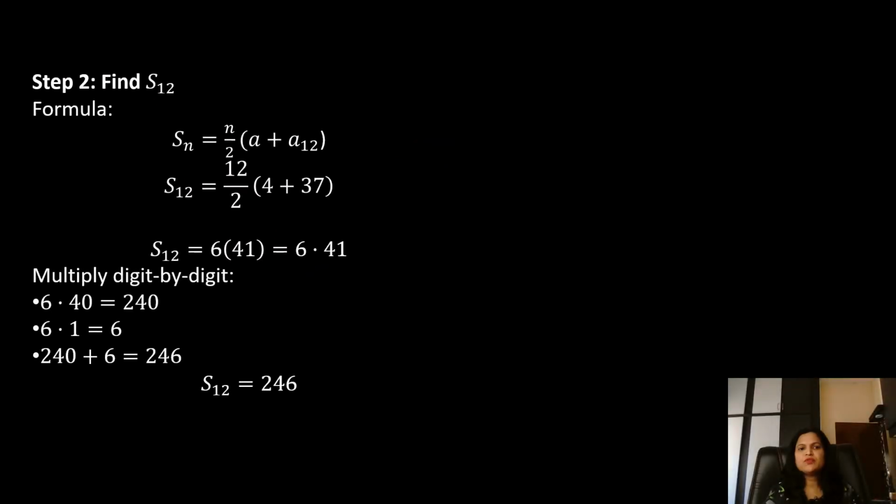Let's find S12. Formula: Sn equals n by 2 into (a plus a12). Here n is 12, so S12 is equal to 12 by 2. A is 4, then plus a12, which is 37, it is given. So 37 plus 4. Split that 4 into 1 plus 3: 37 plus 3 is 40, plus 1 is 41.